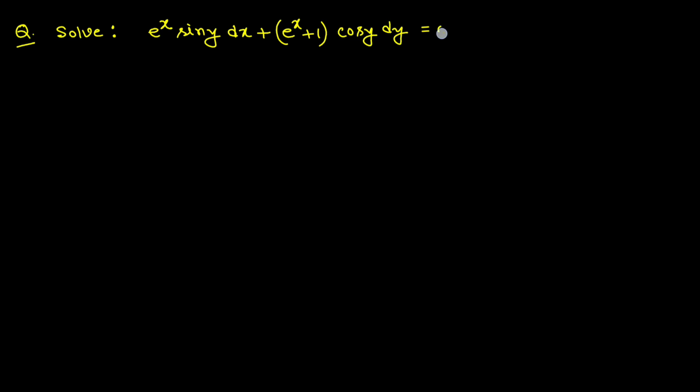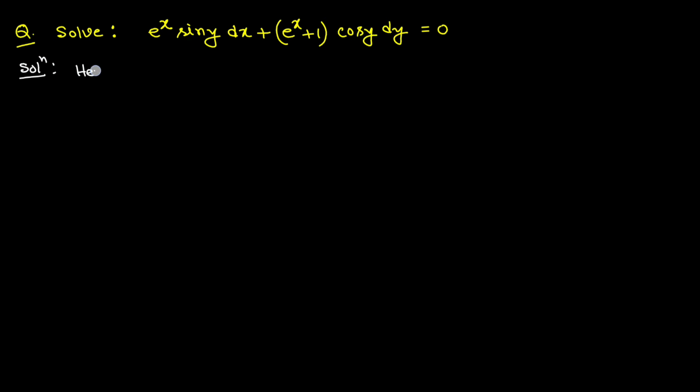Question. Solve e to the power x sin y dx plus e to the power x plus 1 cos of y dy, this is equals to 0. You have to find out the solution. Okay, so first of all we have to check this equation is exact equation or not. So solution.